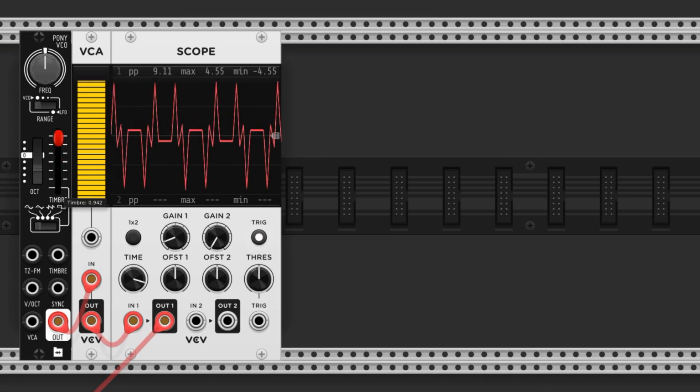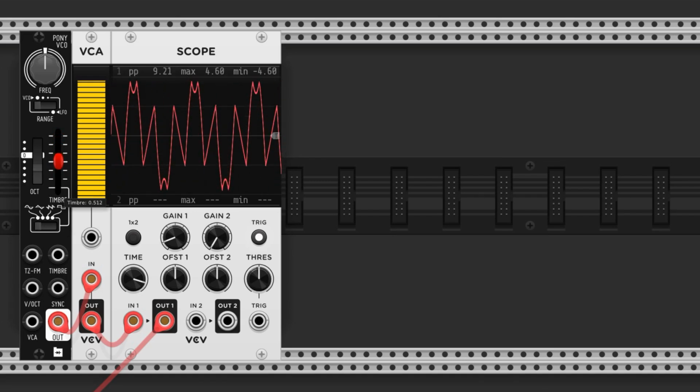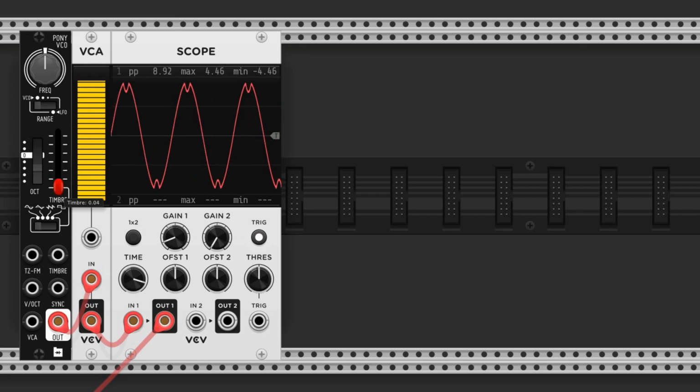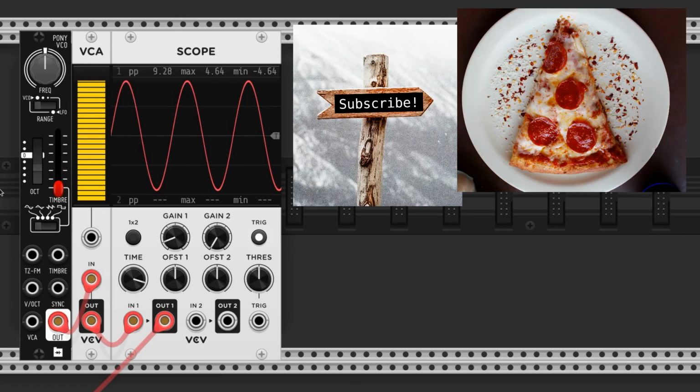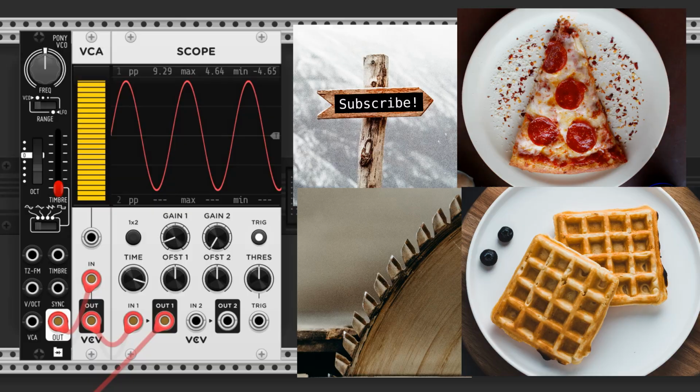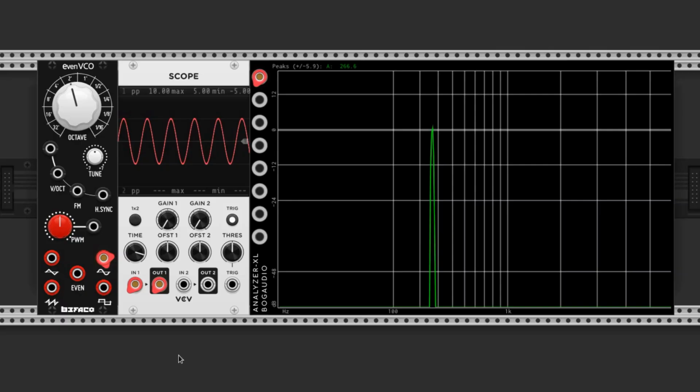VCOs utilize different waveforms to make tones because each waveform has specific sound characteristics, and the most common are sine, triangle, sawtooth, and square. This is a sine wave. A sine wave has a smooth and clean sound. It's only composed of the fundamental tone, meaning it has no harmonics.